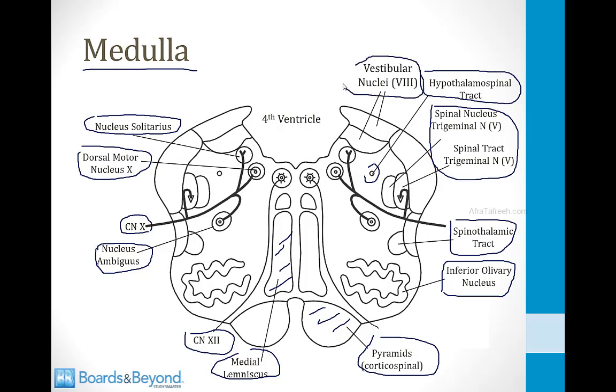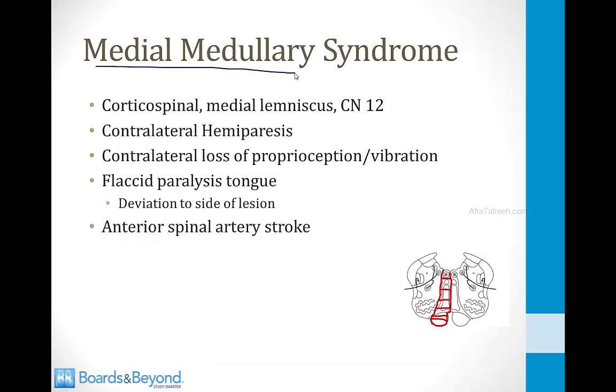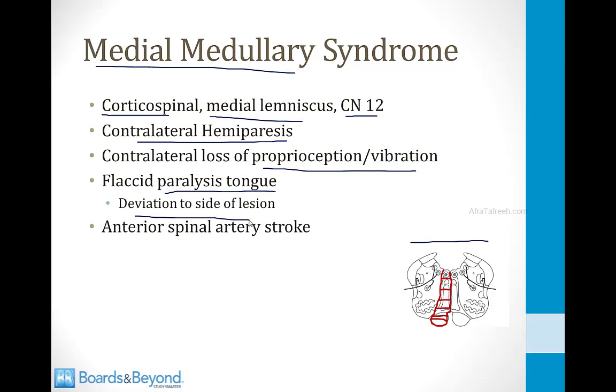And then up here we have some more vestibular nuclei. They're very large and they run up and down through the pons and the medulla. So a medial medullary syndrome affects the structures I've shown down here in this picture on the right, and you lose the corticospinal tracts running in the pyramids, the medial lemniscus, and cranial nerve 12. So patients get contralateral hemiparesis and contralateral loss of proprioception and vibration, and then they have flaccid paralysis of the tongue, and it deviates to the side of the lesion.